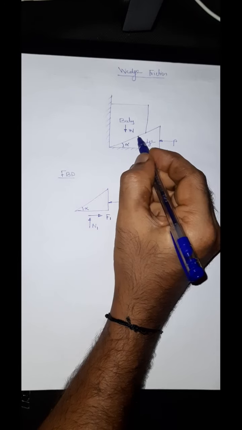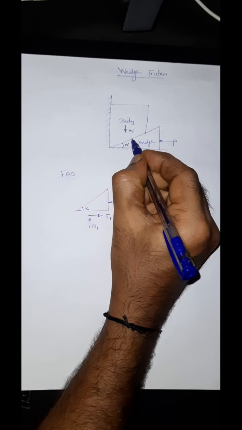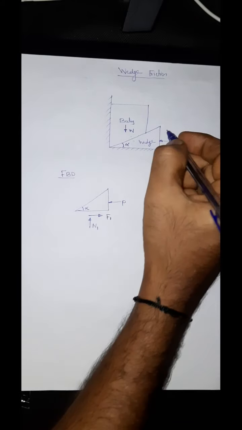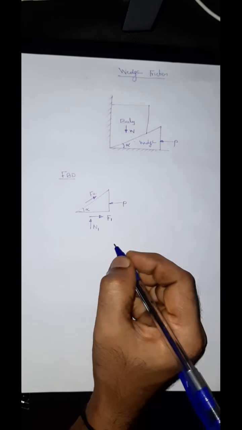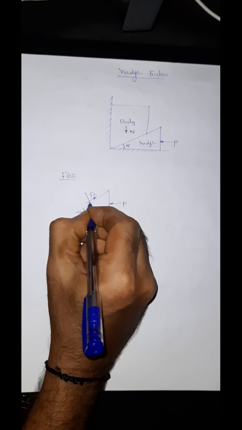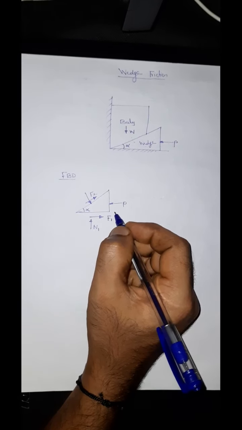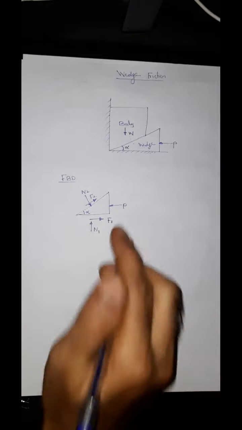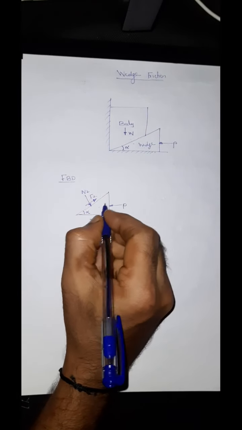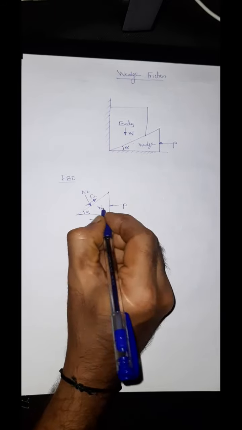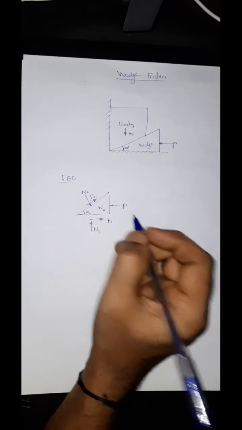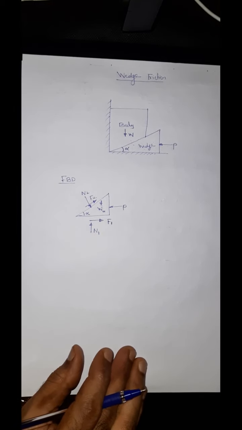Similarly, here the wedge and body are in contact. Therefore, there will be a friction, and when it goes inside, the friction will act opposite to the movement, and the normal will always be perpendicular to the surface of the body. So this can be written as N2. Suppose the wedge has a mass, then you can consider the weight W, which will act vertically. This is the free body diagram.